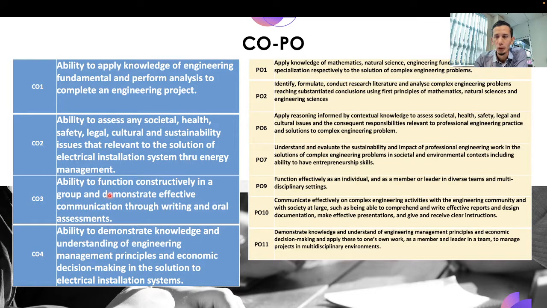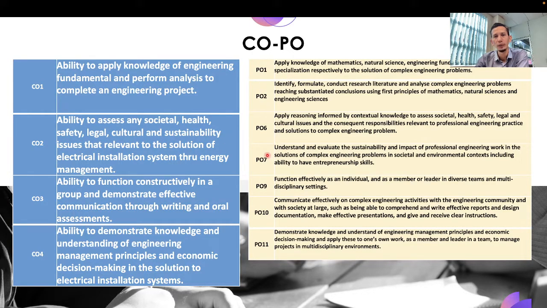This one your supervisor will assess. We want to see your function in a group. Whether you have a function in that group or not. If you have no function, he will give zero. If you just sit quietly, right. And then CO4, ability to demonstrate knowledge and understanding of engineering management, principles and economic decision making. Okay, so this is what we do with the BQ and so on.